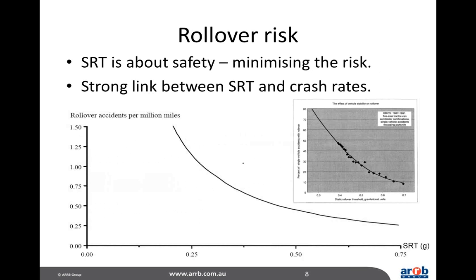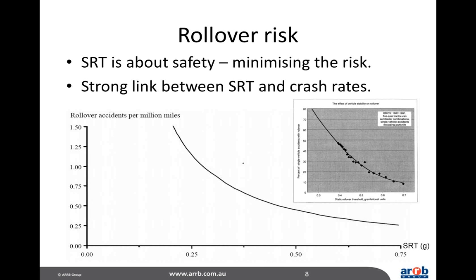The reason we use static rollover threshold as a measure of safety is that quite a long time ago, when some research was done on crash numbers or crash rates among certain types of vehicles, a strong link was found between static roll threshold and crash rates. In that small chart on the right-hand side of the screen, you can see a whole lot of crashes plotted. They're the dots for a range of vehicles. They're all 5-axle semi-trailer combinations in North America.